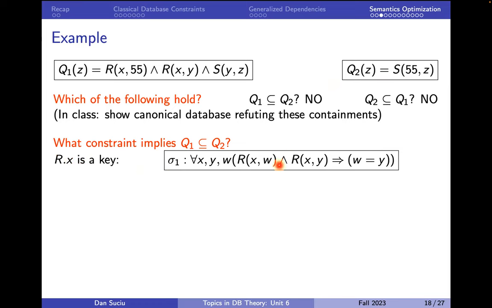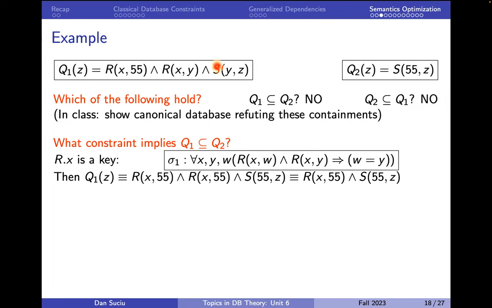And I wrote it like this. For any two tuples, X, W and X, Y in R, W must be equal to Y. If this is guaranteed to hold on the database, then the query Q1 has the following property. This Y must be equal to 55. So the query is equal to a query where Y has been replaced with 55. And since the atom R(X, 55) occurs twice, I removed one copy, and the query is equivalent to this one. And now this new query is contained in Q2, unrestricted. We don't even have to care about the key dependency. Now there is a trivial homomorphism from Q2 into here.